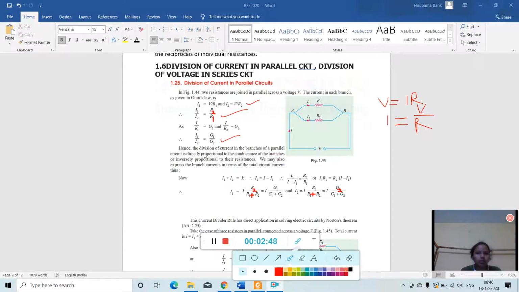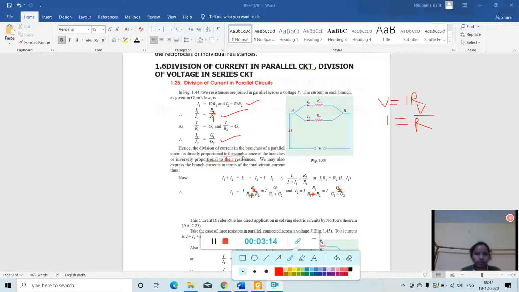Okay, so the division of current in the branches of a parallel circuit is directly proportional to the conductance of the branches, or inversely proportional to the resistances. See, here I1 by I2 is equal to R2 by R1, and I1 by I2 is equal to G1 by G2. That's why it is directly proportional to conductance and inversely proportional to their resistance.